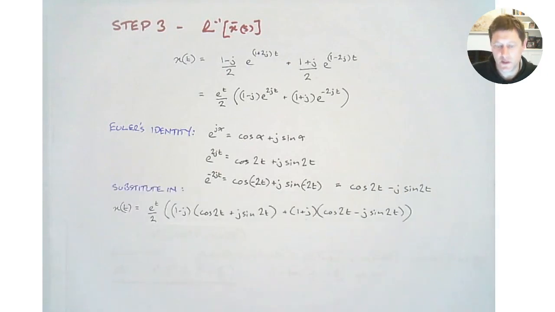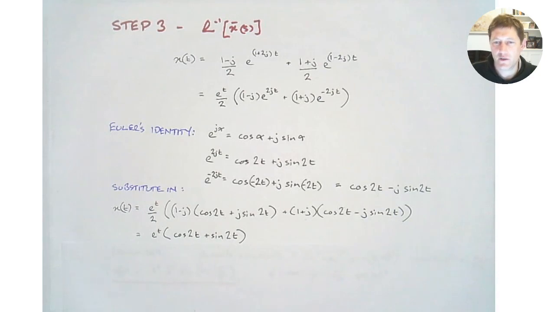Substitute those into our solution. It gets a bit lengthy, but it's perfectly simple. So e to the t divided by 2, 1 minus j times this term, which is our substitution for e to the 2jt, plus 1 plus j multiplied by this term, and this term is here. That's our substitution for e to the power minus 2jt. Now this looks like something that can be simplified. We've got a 1 times j sine 2t. Here we've got a 1 times minus j sine 2t. So we can see there are some terms that are going to cancel out.